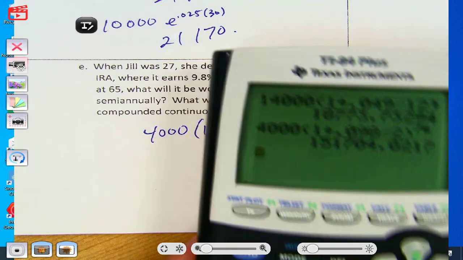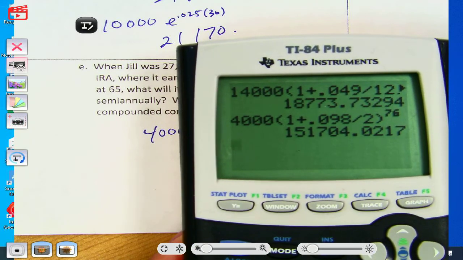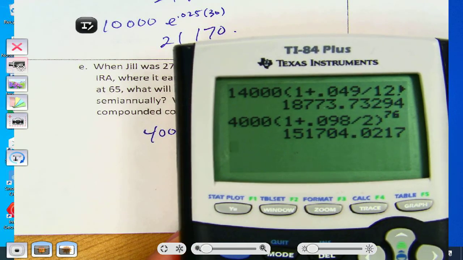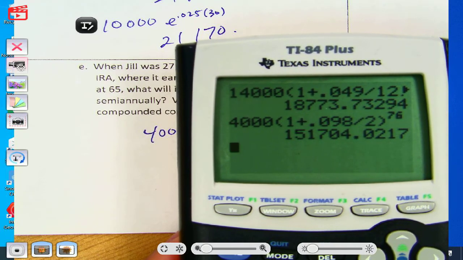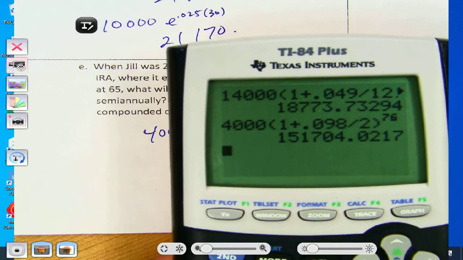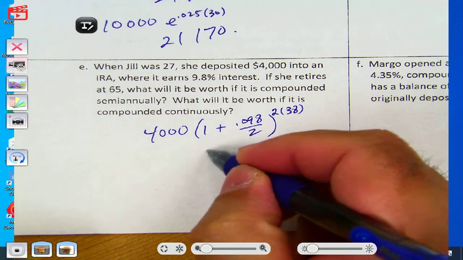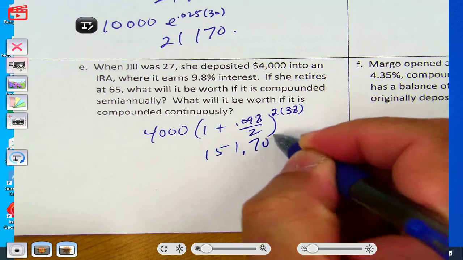Alright, so I'm getting 151,000. That's a lot of money. $151,704.02.